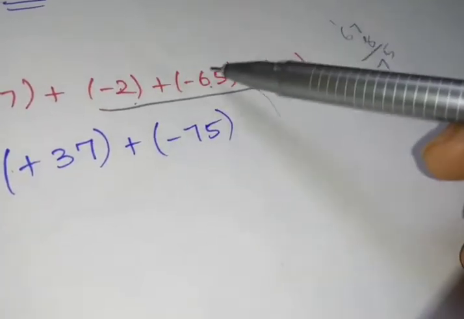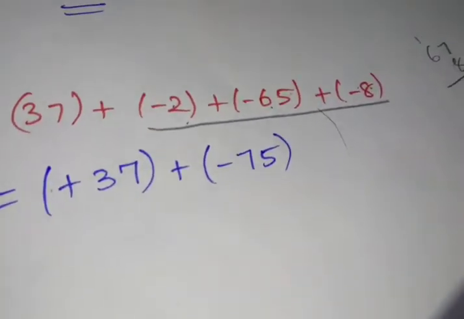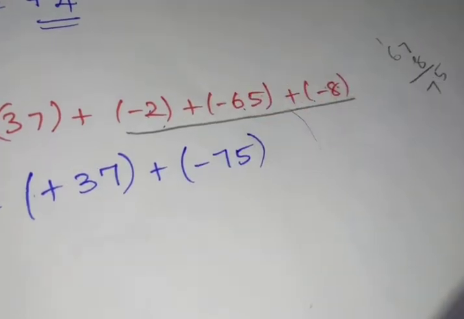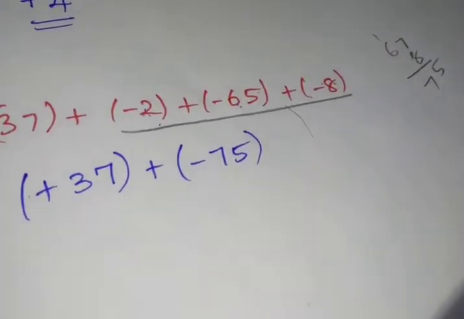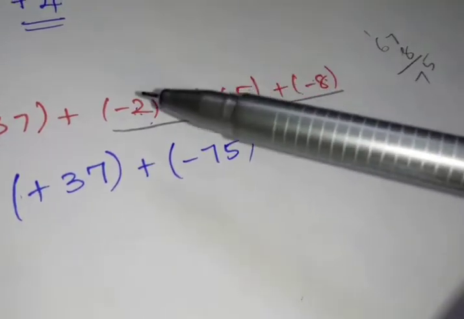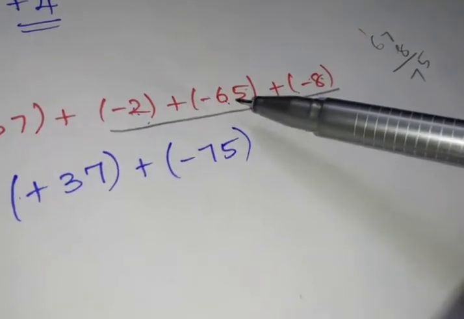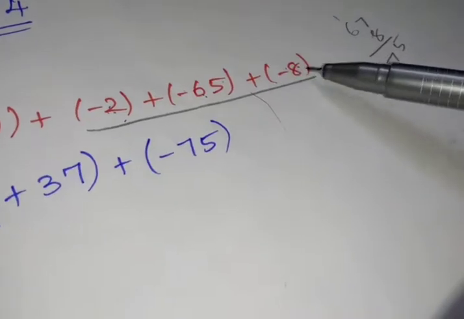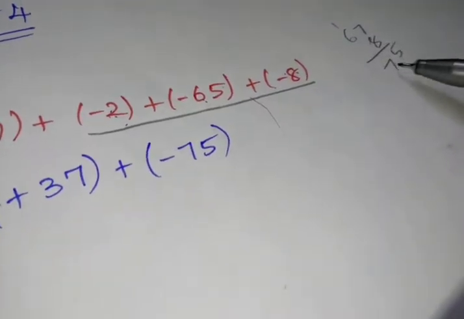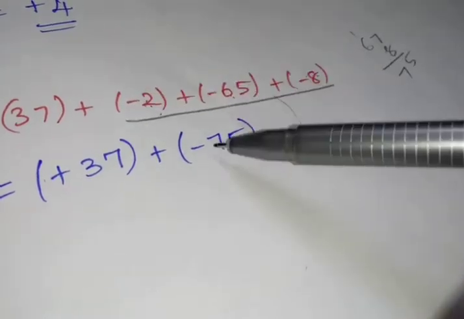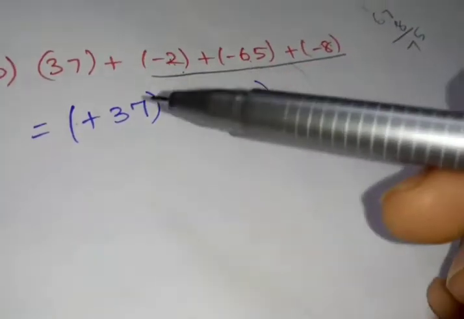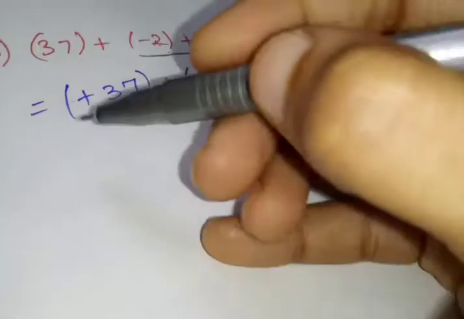I have added all the three values together. Why? Because all three have same signs. Minus 2, minus 65, minus 8. All the three have minus sign. So 2 plus 65, 67. 60 plus 7 plus 8, 75. Now which is the sign you will put? Minus sign. Minus 75. 37, 75 have different signs.